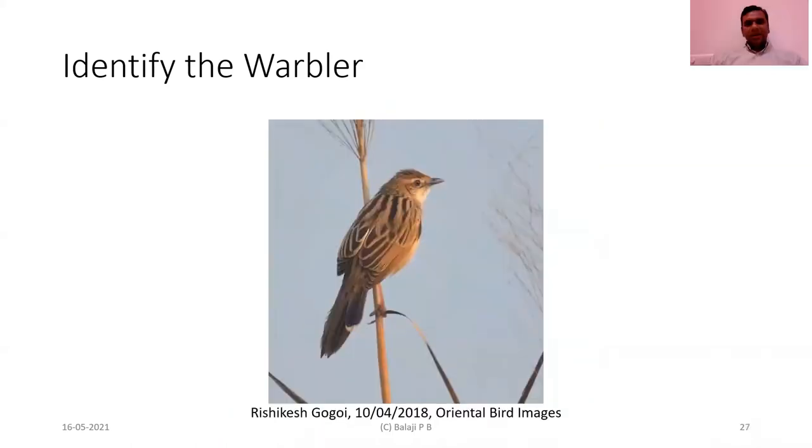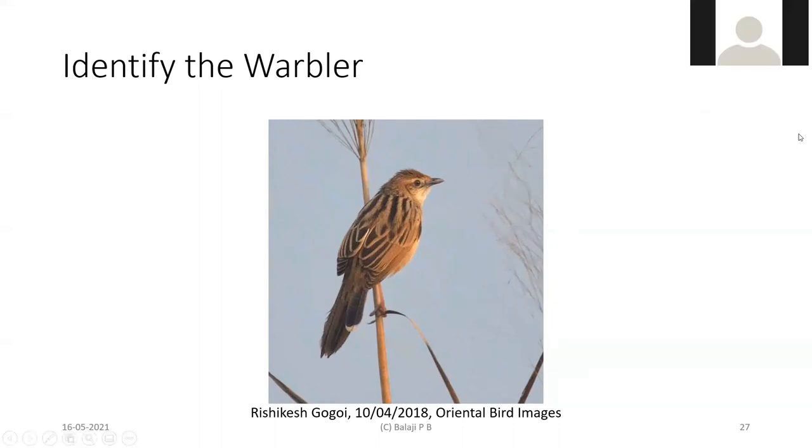So identify this warbler. This should be easy. The bristled one. Bristled grass bird. Broad-tailed. Okay. Kavya has given an answer. Is it Kavya?